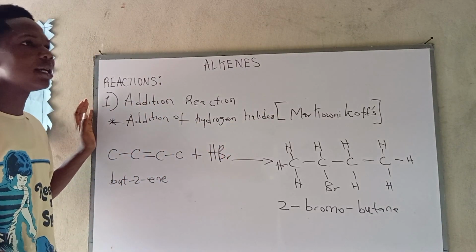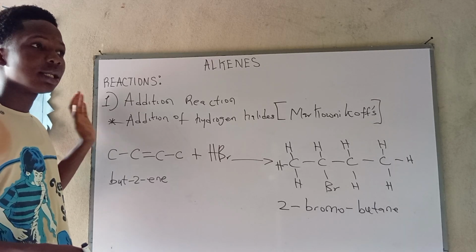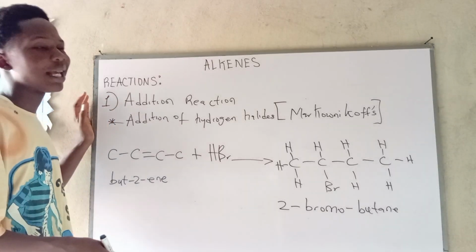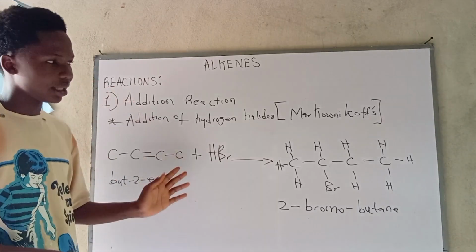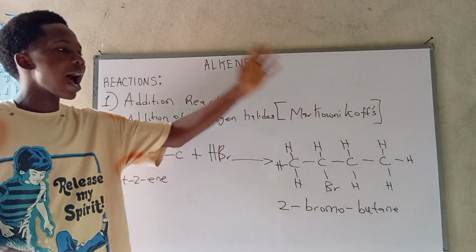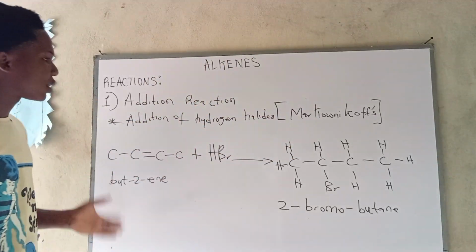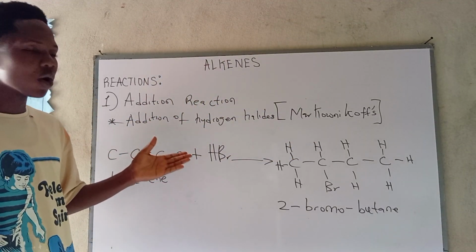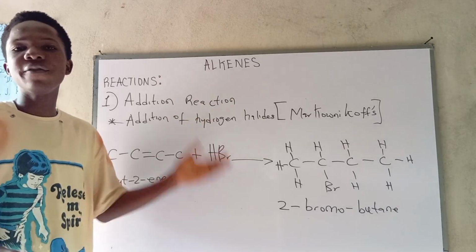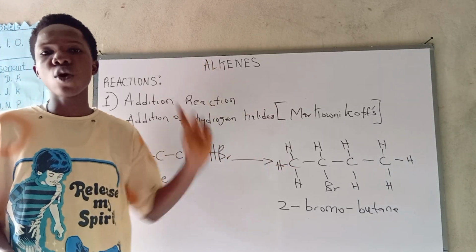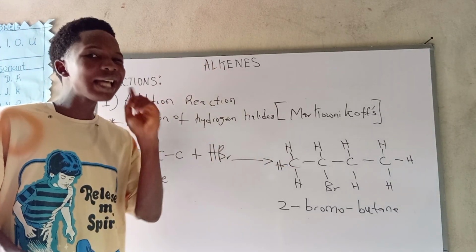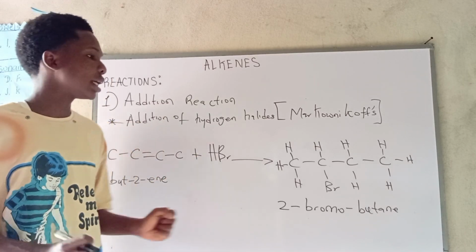It's a very common question. They ask it a lot, so please take note of it. Markovnikov's addition is the reaction of an alkene and a hydrogen halide to give us an alkyl halide or haloalkane in the absence of a peroxide. Okay, note that.